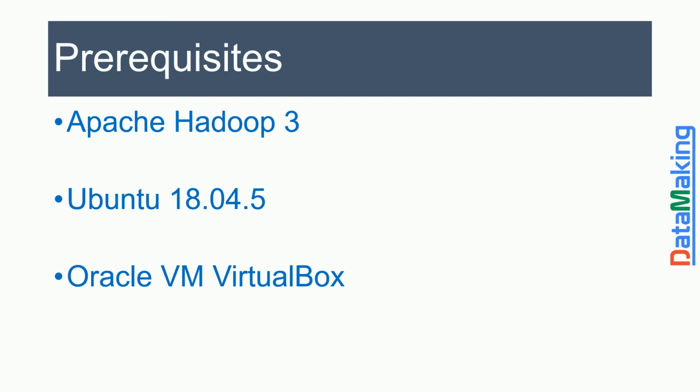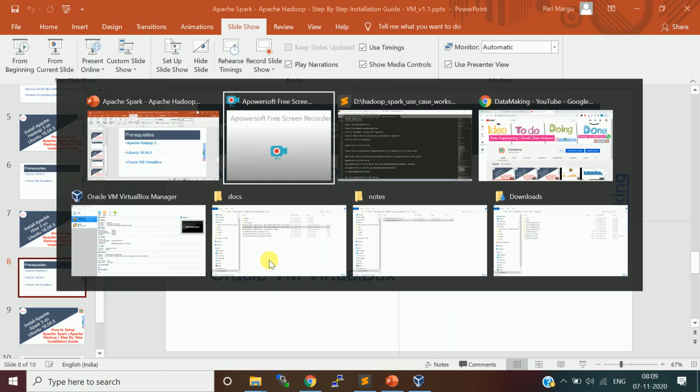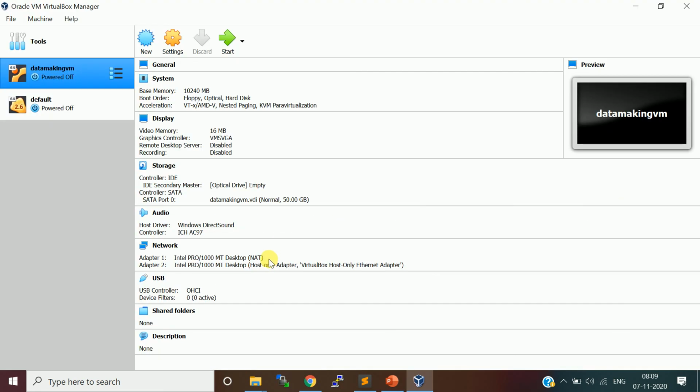So it is going to be a step-by-step installation, and I am going to explain everything in detail. Okay, let's get started. I open my VirtualBox manager. In the last few videos we saw how to set up the VM and install Apache Hadoop, and in the last video I logged into the VM.